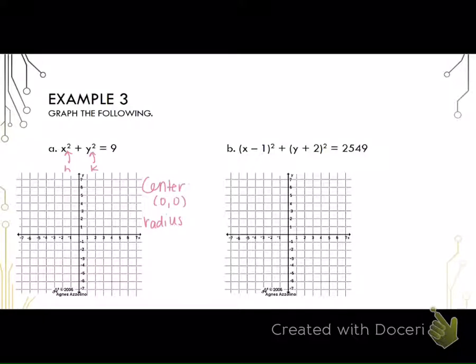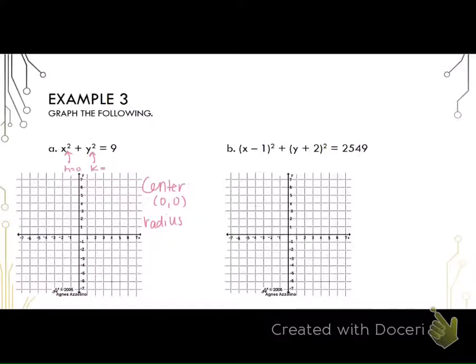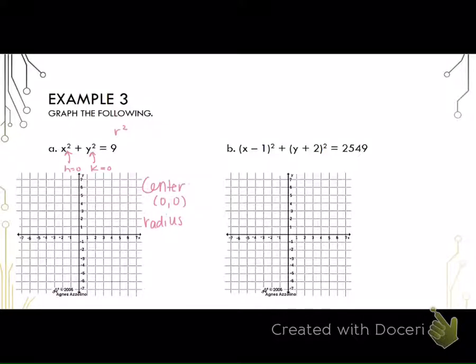How do I find the radius? Because my radius is not 9. Remember, this is r squared. So, Helena, what do I have to do with it? You take the square root. Right, to undo something that's squared, you have to take the square root. So we're going to do the square root of 9, which is 3.